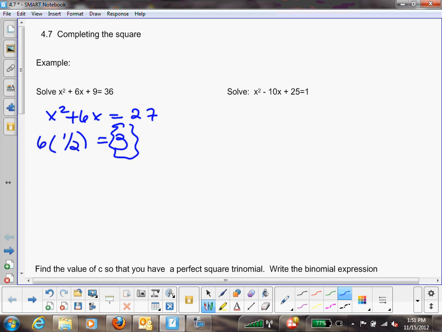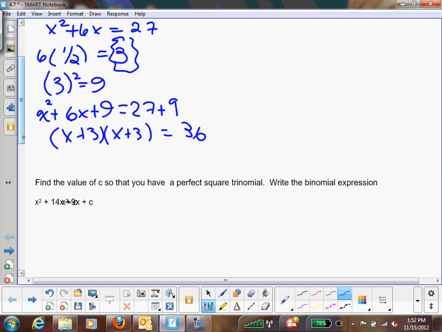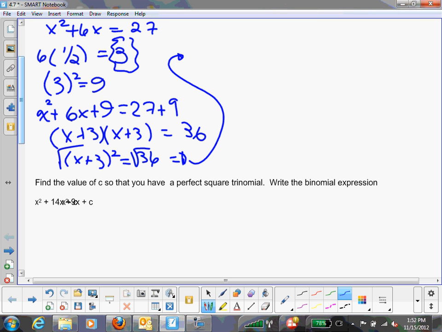Okay, what do I do now? Square it and get 9. What do I do now? Add to both sides. And so what does this factor to? X plus 3, right? So that's x plus 3 quantity squared is equal to 36. Take the square root. We know what the square root of 36 is. What is it? Just 6?